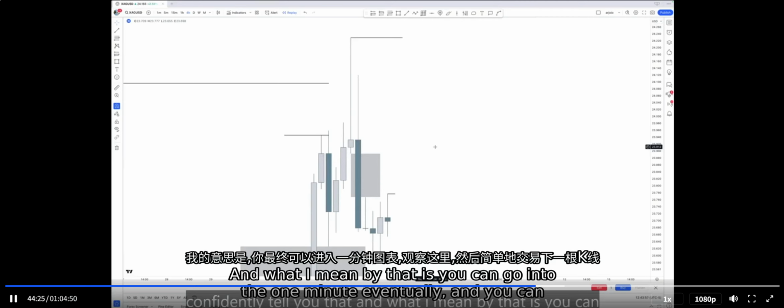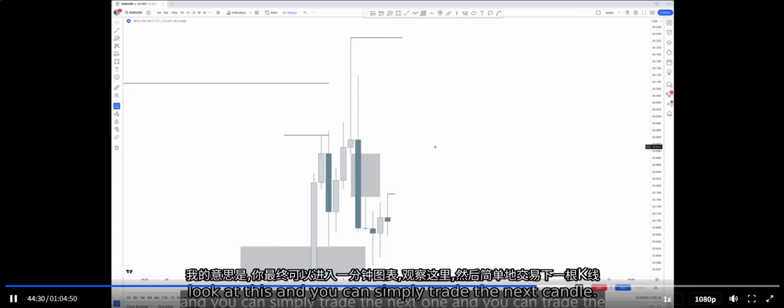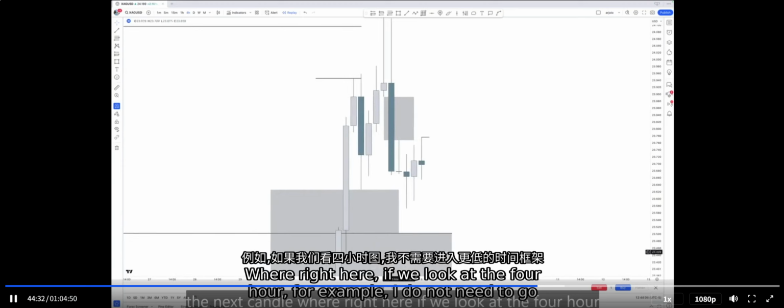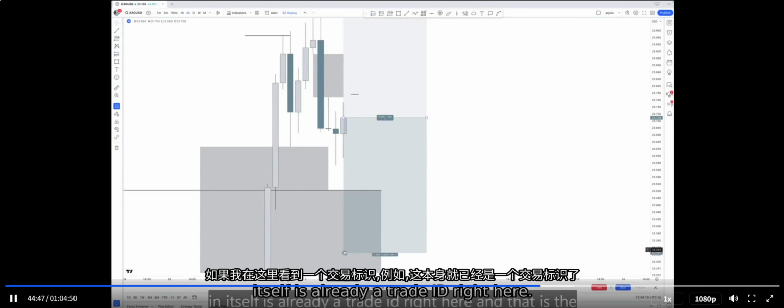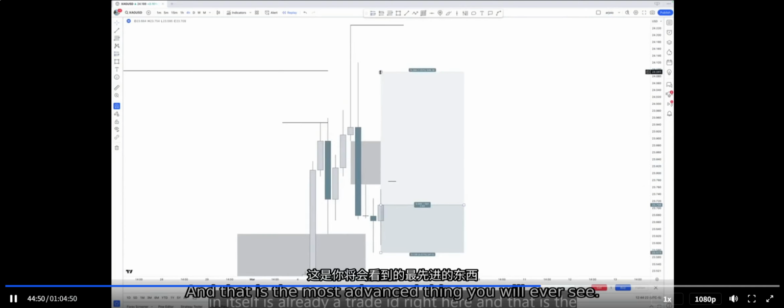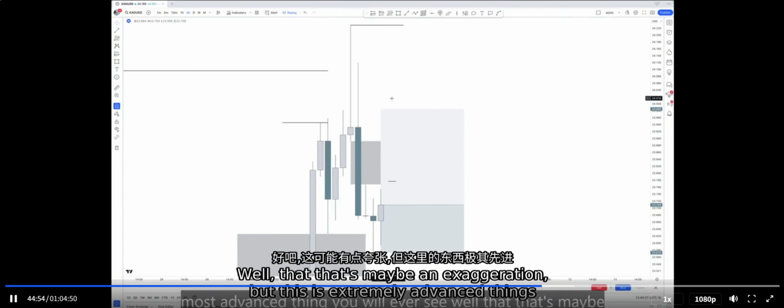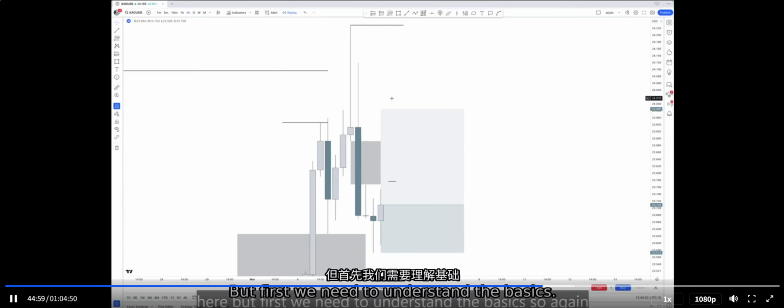And what I mean by that is you can go into the 1 minute eventually and you can look at this and you can simply trade the next candle. Where right here, if we look at the 4 hour, for example, I do not need to go into the lower time frame. If I see a trade idea right here, this in itself is already a trade idea right here. And that is the most advanced thing you will ever see. Well, that's maybe an exaggeration, but this is extremely advanced. But first we need to understand the basics.